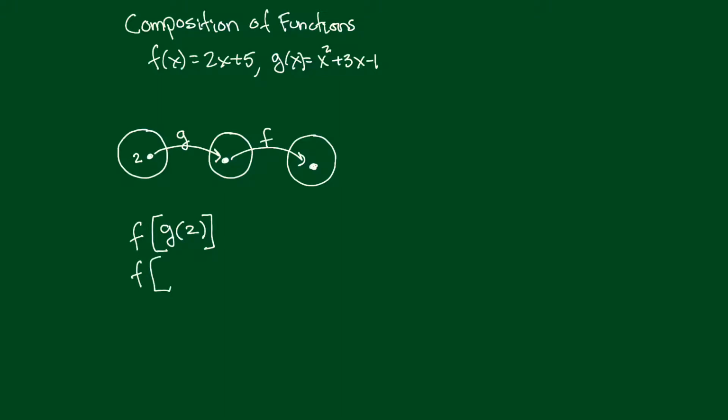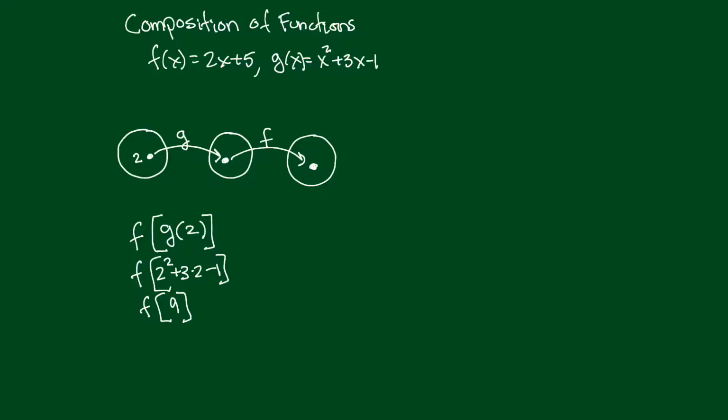Now, what is g of 2? Well, we know how to do this. You take 2, locate g. Here's g up here, and you replace all the x's with 2. So I'll get 2 squared plus 3 times 2 minus 1. So let's do that. We'll get f of, what do we get here? 4 plus 6, 10, minus 1 is a 9. That turns into a 9.